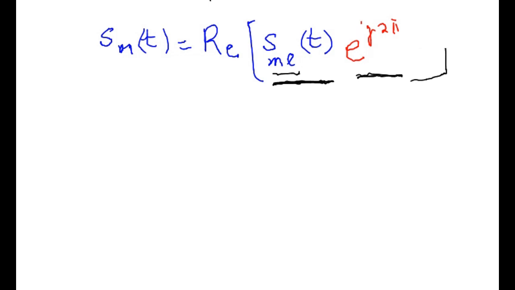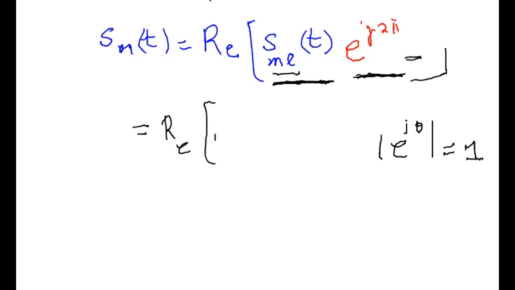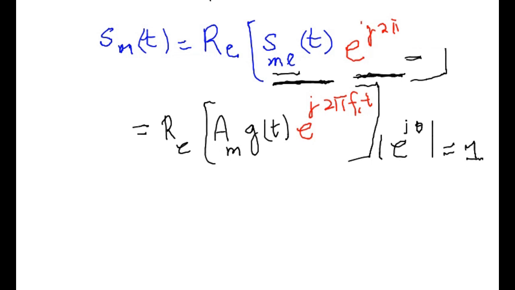And if you see, this is actually the carrier. It's a pure frequency, because the magnitude of e raised to the power j theta is unity. So it's a pure frequency sinusoid at FC. When we say real of this, by writing it in this form, the real part is the same as this. As I mentioned, the low pass equivalent is in the form of A m g of t, where g of t is a real signal, so we can rewrite this equation in this form, with e raised to the power j 2 pi f c t.